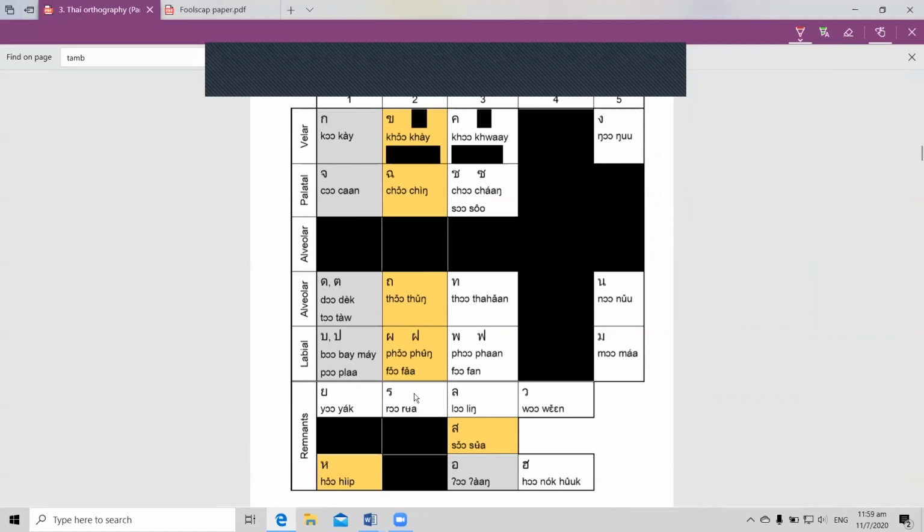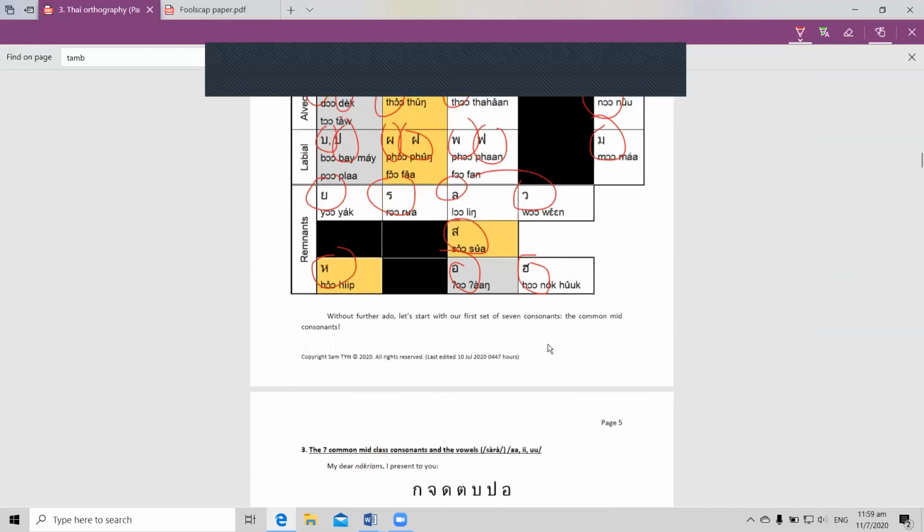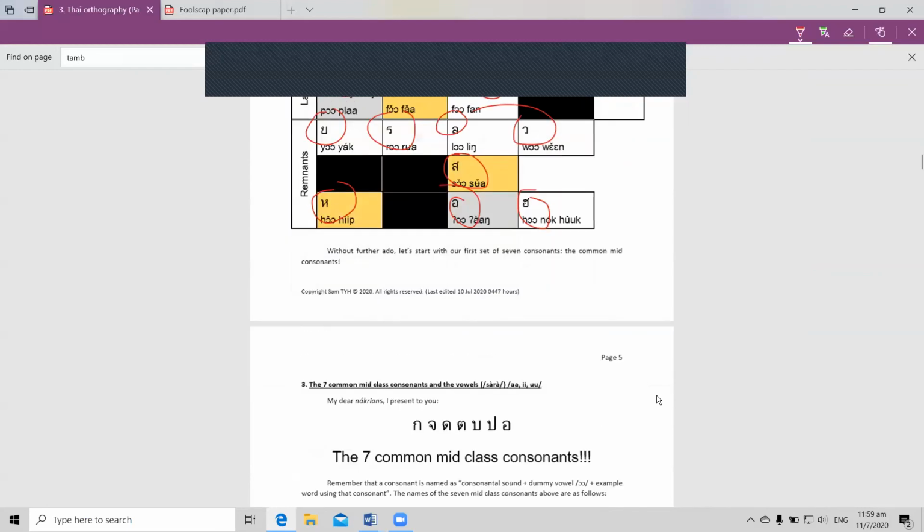For the mid-class consonants highlighted in gray, we have 7 consonants. For the high-class consonants, we have 7. For the low-class sonorants, we have 7. And lastly, for the low-class obstruents, we have 7. So let us now learn how to write the first set of consonants.